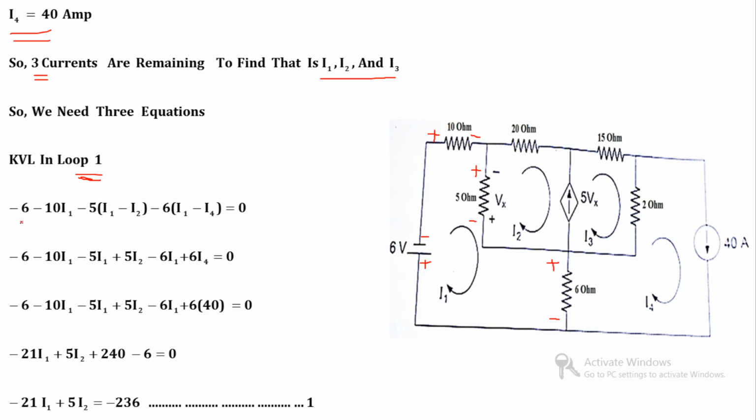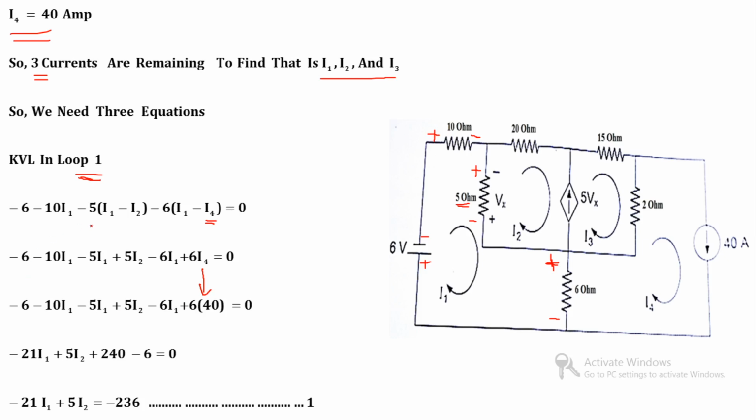So this is minus 6, minus 10 I1. Here 5 ohm is in between loop 1 and loop 2, so we have to write I1 minus I2. So I write over here minus 5 times I1 minus I2, and this 6 ohm is in between loop 1 and loop 4, so I will write minus 6 times I1 minus I4. Now we know the value of I4 is equal to 40 ampere, so with this simplification I will put I4 equal to 40.